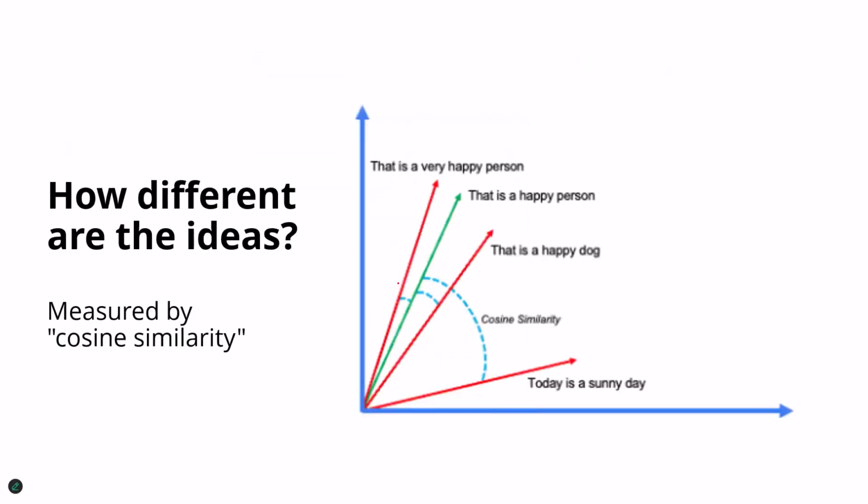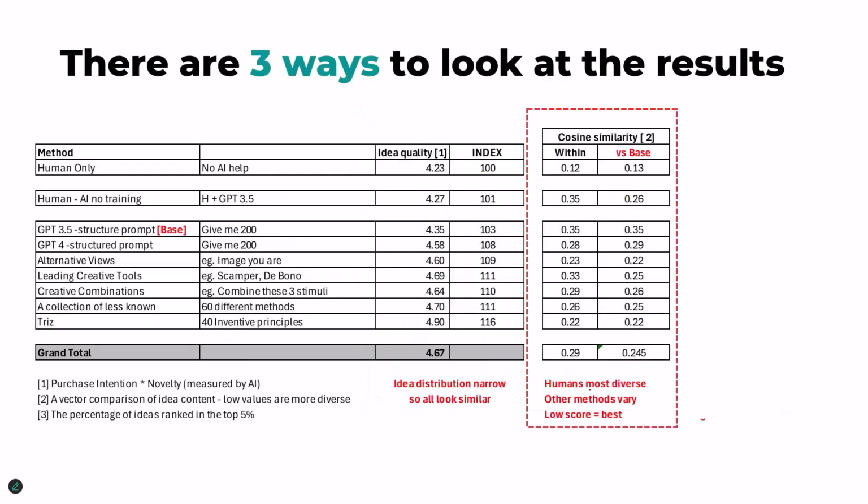The second thing that you can look at in terms of idea generation is how different the ideas are, how unique they are, and you can measure them with something called cosine similarity. So for example, if I have an idea which is described as a very happy person, and that is a happy person, those are statements which tend to be quite similar in terms of what they're representing. That is a happy dog is closer than today is a sunny day. And what we can look at here is what you want is a low number. And what you can see is that human beings beat out all the AI in terms of novelty of ideas.